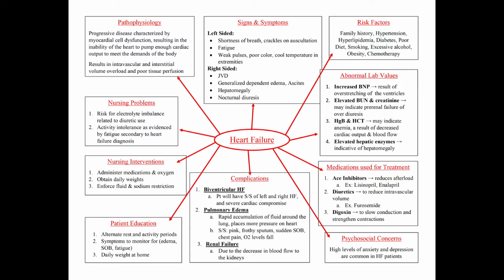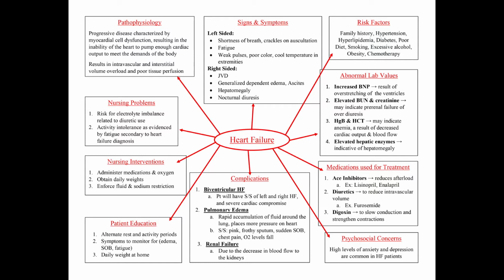Right-sided heart failure is the result of backflow of blood into the right atrium and venous circulation. So they're going to have signs like jugular vein distension, edema, ascites, or hepatomegaly. Some of the risk factors for developing heart failure include a family history, high blood pressure, diabetes, or obesity.